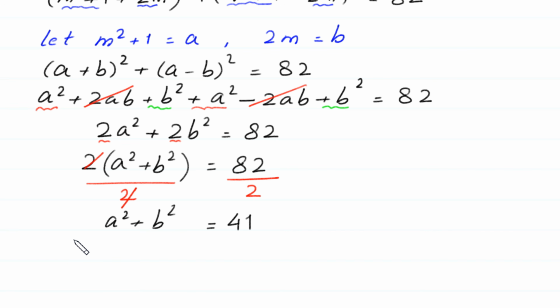Now recall that we have supposed that m squared plus 1 is equal to a and 2m is equal to b. So in place of this a, we put the value of a, m squared plus 1 from here. And in place of this b, we put the value of b, 2m from here. Then this equation becomes, the value of a is m^2 + 1 and this squared, plus the value of b is 2m and this squared is equal to 41.